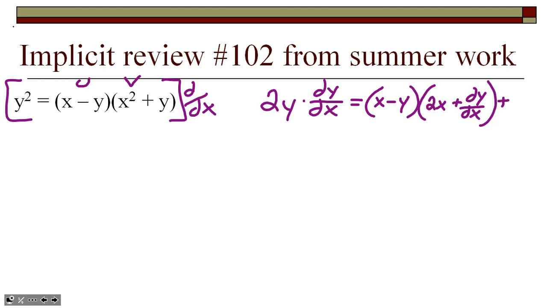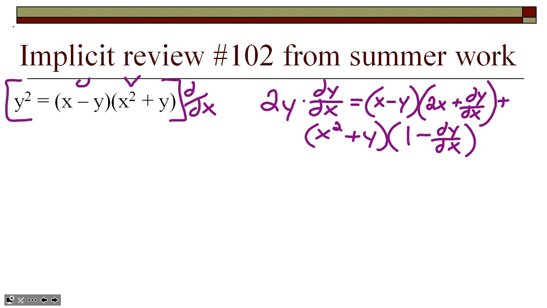Plus, now we have v du. So this is going to require two FOILings rather than two product rules. So either way would have been fine. So v is just x squared plus y. I'm just going to go down here. X squared plus y. And then du is the derivative of x minus y, which is 1 minus dy dx. So now we're going to have to FOIL twice rather than doing the product rule twice before.